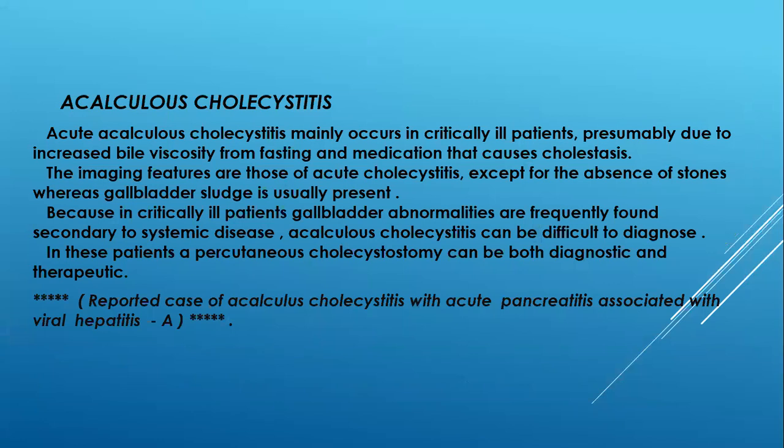Acute acalculous cholecystitis mainly occurs in critically ill patients, presumably due to the increased bile viscosity from fasting, medication. The imaging features are those of acute cholecystitis except for absence of stone. يعني نفس الفيتشر مال acute calculus بس ما موجود بيها stone. Because in a critically ill patient gallbladder abnormalities are frequently found secondary to systemic disease. Acalculous cholecystitis can be difficult to diagnose in these patients. Percutaneous في هذه الحالة لازم نسوي لهم فد cholecystectomy can be both diagnostic and therapeutic، يعني يسحبون الجسم.